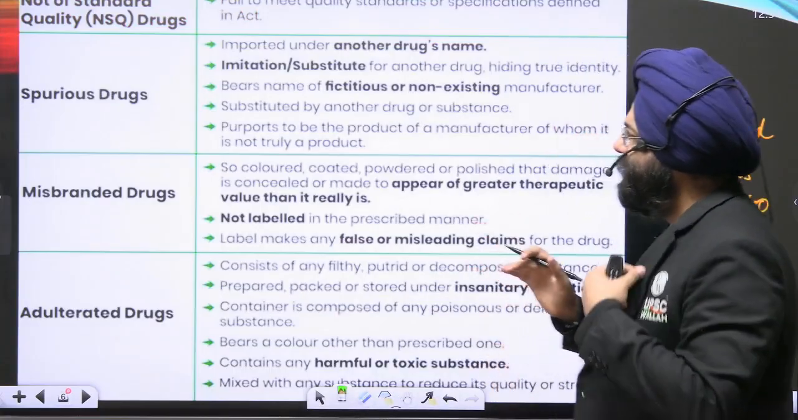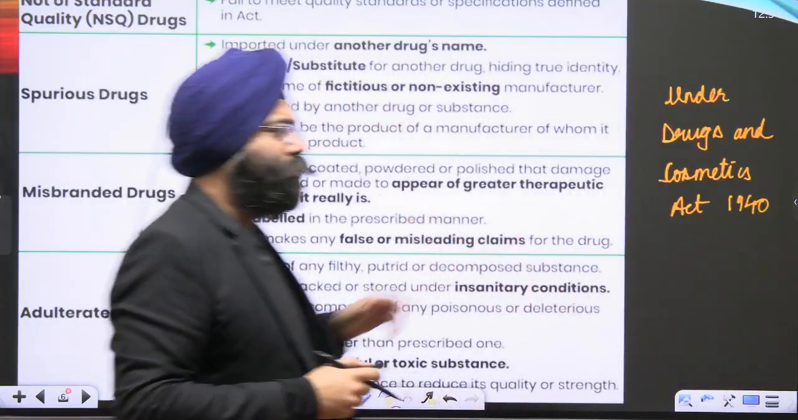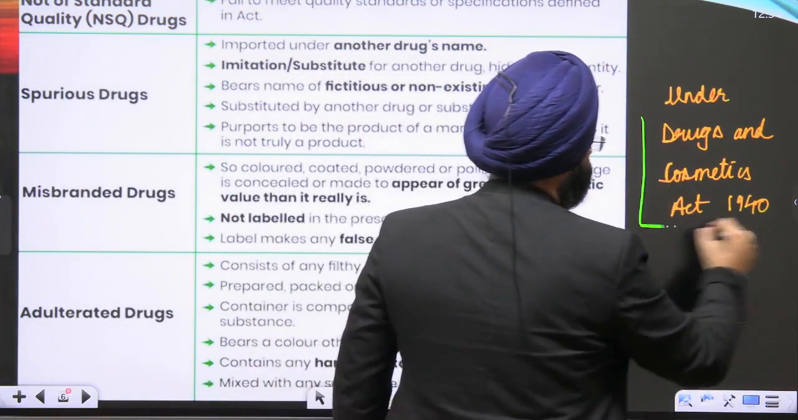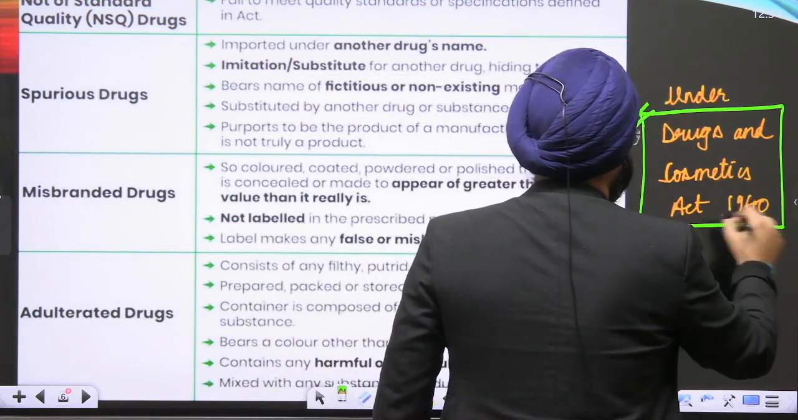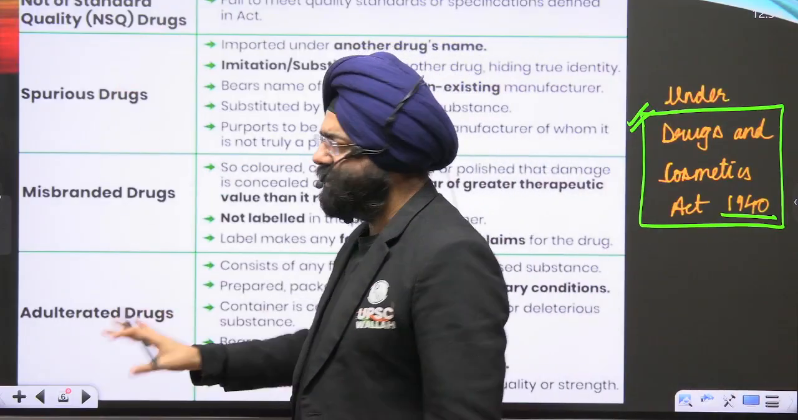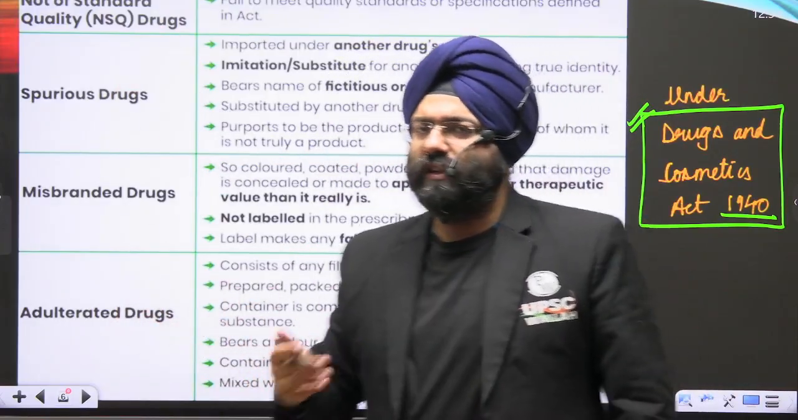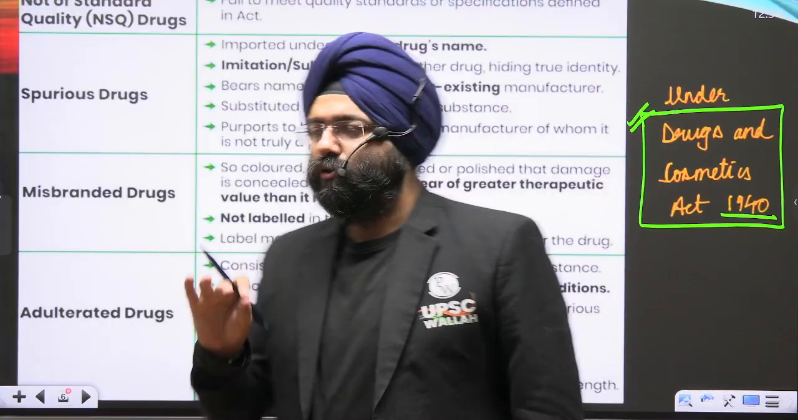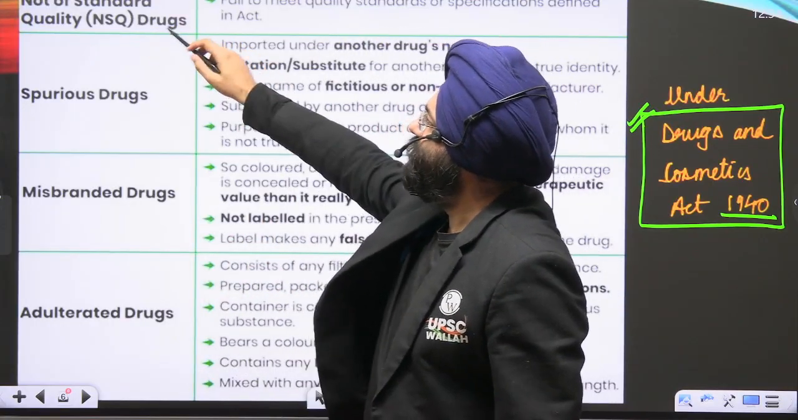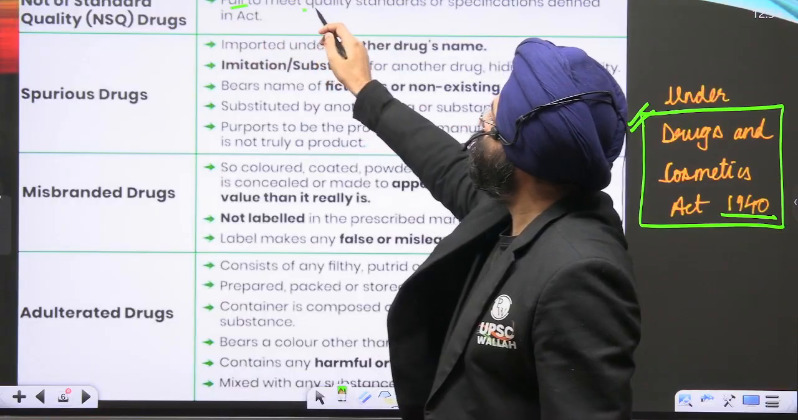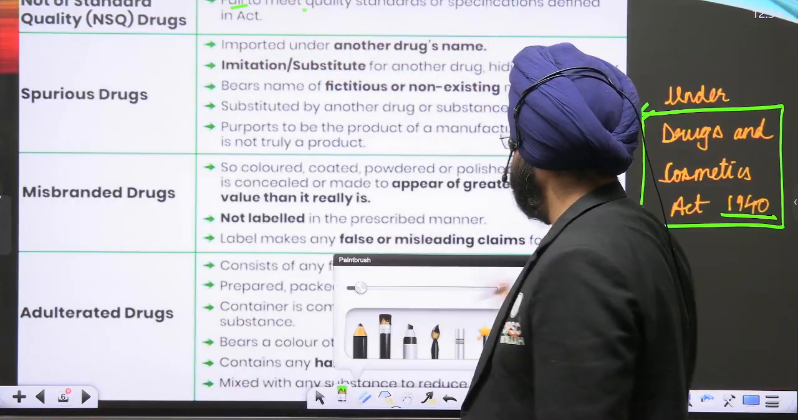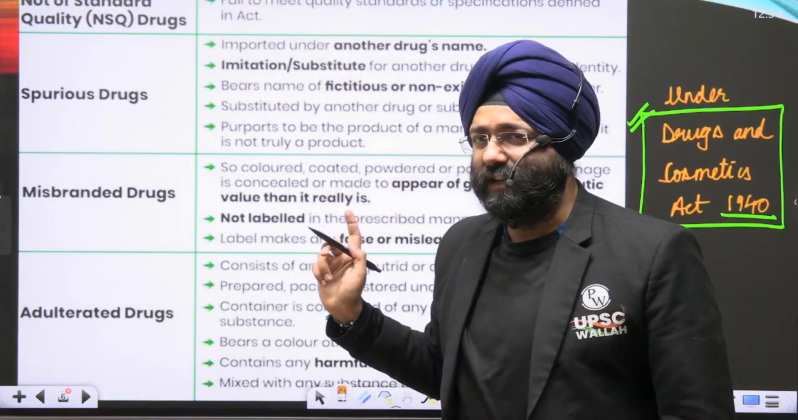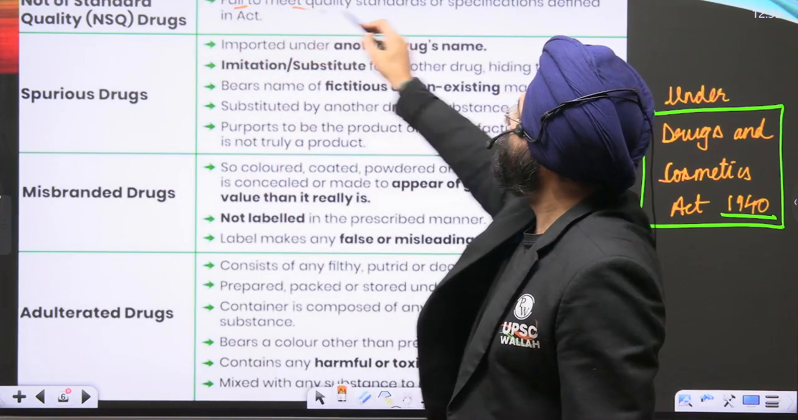Whenever you read, please understand the word NSQ, not of standard quality. This is basically a classification that is given under the Drugs and Cosmetics Act 1940. Now there are various other types of classifications also. You should know that because it can be asked in your prelims, and for mains also they can sometimes ask very tricky questions. So when I talk about not of standard quality NSQ drugs, it means it fails to meet the quality standards or specifications defined in the Act. That means whatever specifications have been defined in the Drugs and Cosmetics Act 1940, the drug is failing to meet the quality standards.